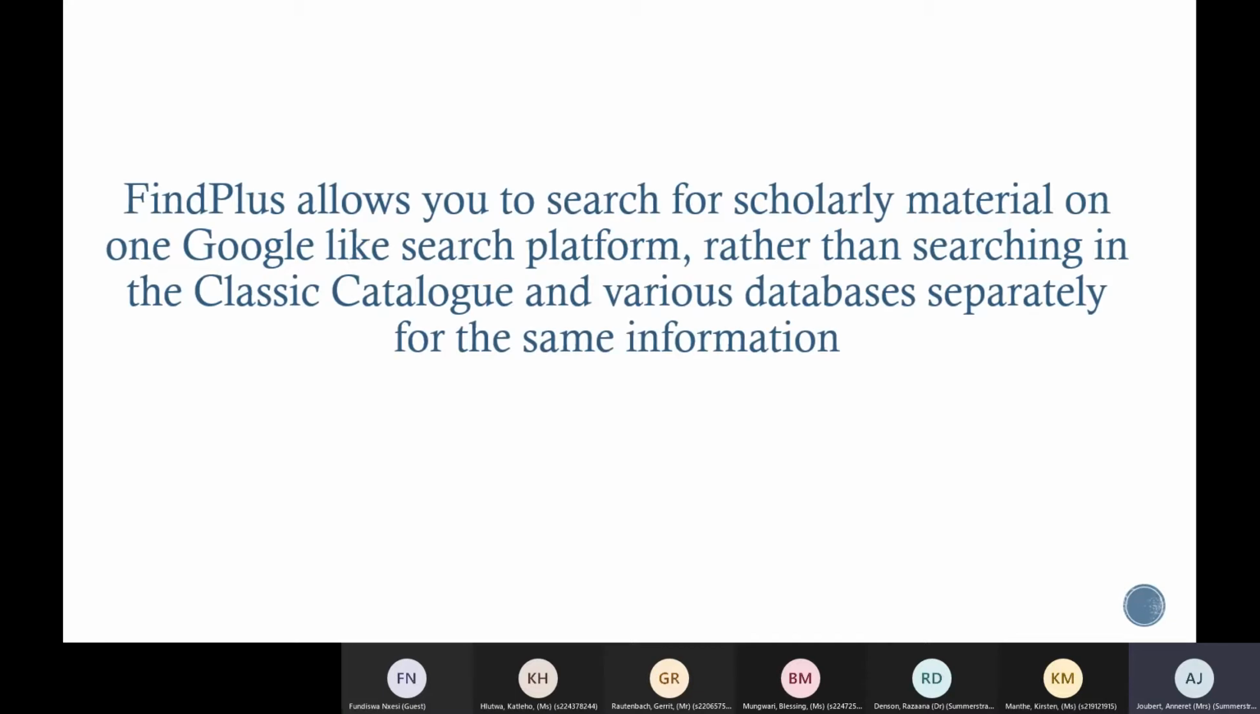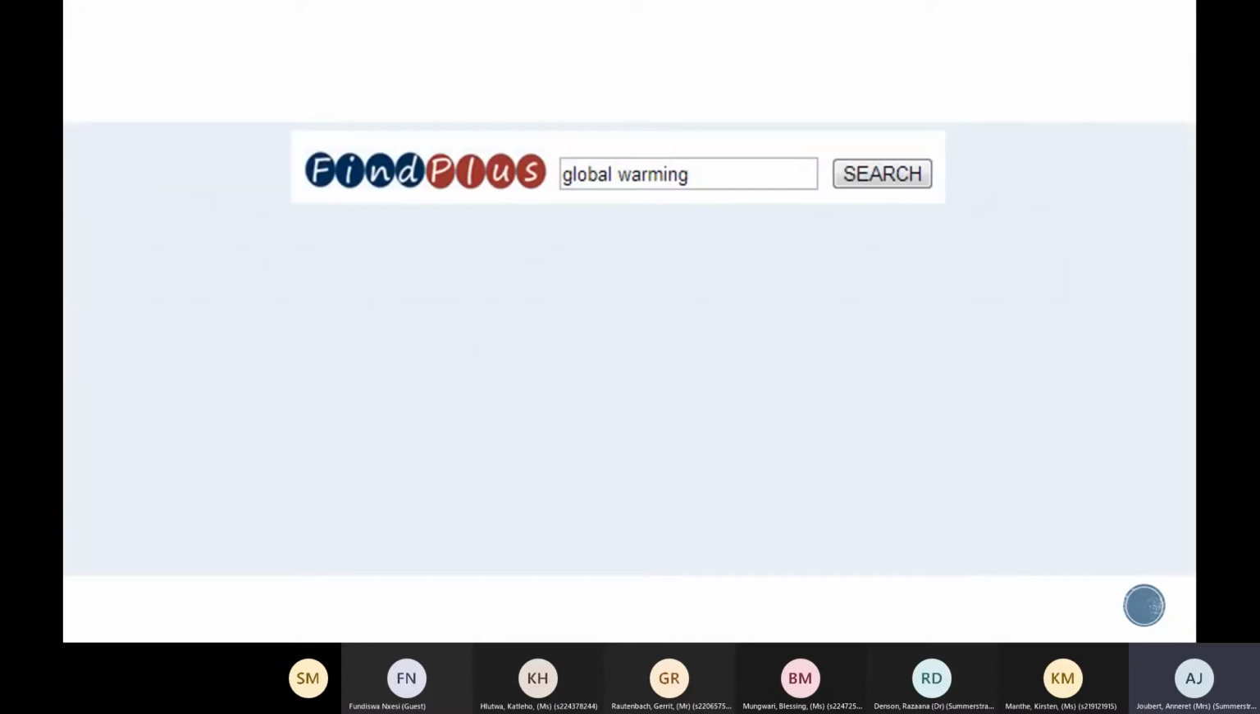So this is just a bit of background for you, especially for our first years. I think if you're postgraduate or second, third year, you will know this, but for the sake of the first years, I want to go through this again. FindPlus allows you to search for scholarly material, in other words, academic articles, on a Google-like search platform. We all know Google, so it's very familiar to most people. Rather than searching in the classic catalog and various databases separately for the same information, it's a one-stop shop.